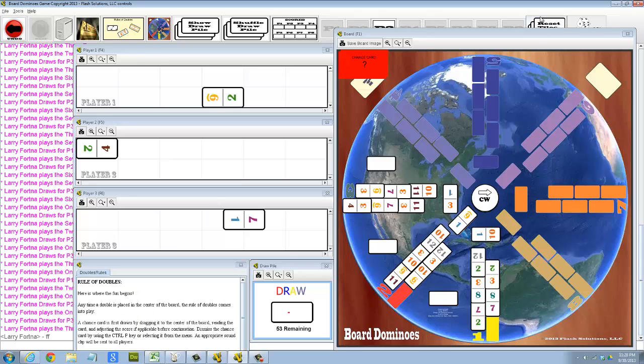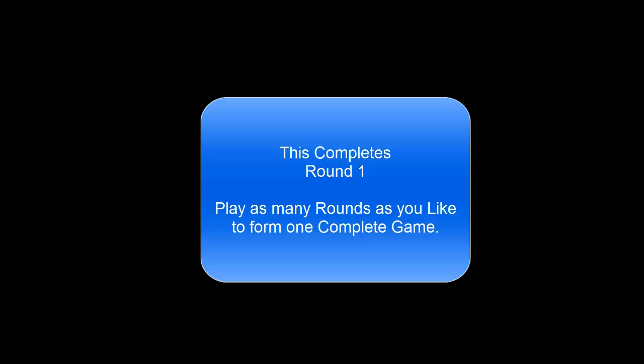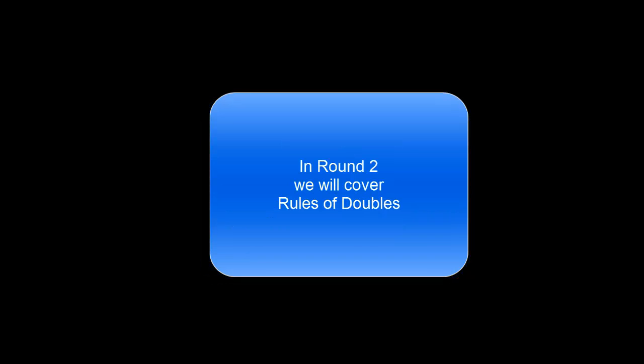This only completes 1 round, and we can play additional rounds, as many as we like, till we complete whatever game we desire. So that completes round 1. And now we're going to go into the rules of doubles, which is optional if you wish to play it, but it adds a lot of fun to the game and a lot of strategy.